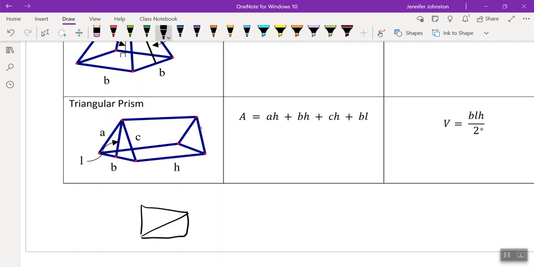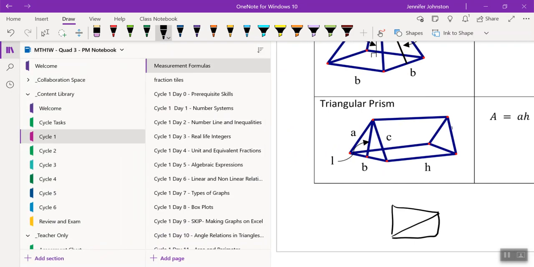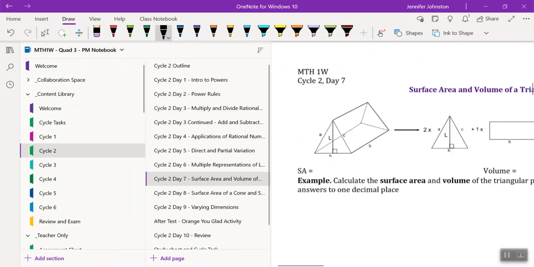All right. We also see the volume here is base times L. So your base times the height of the triangle times the height of the prism divided by 2. Remember, the volume of any prism was the base times the height. Well, the base of this is a triangle. So the area of the base is base times height divided by 2. That's a triangle. And then times the height. Okay, so let's go look at that.